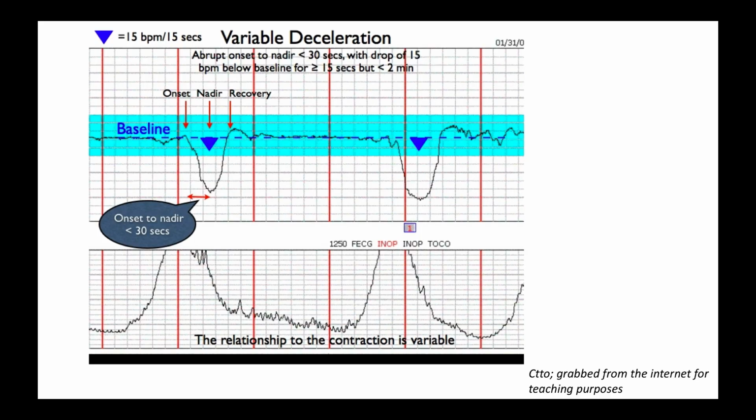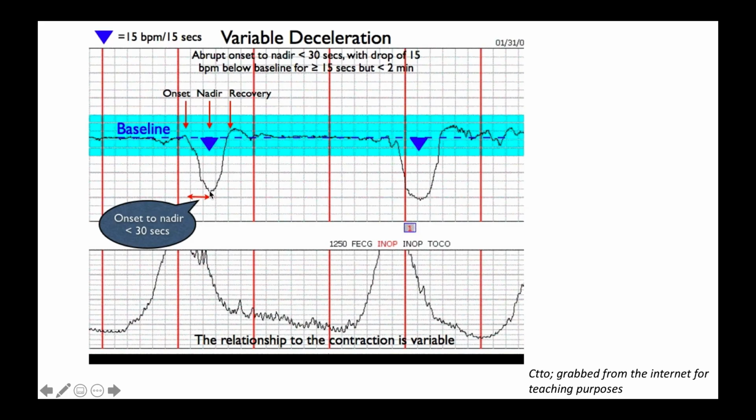And this is a variable deceleration. As you can see in this picture, there's no specific timing or pattern for the occurrence of the deceleration. And at the same time, there is an abrupt onset of the variable deceleration. So as you can see here, from the onset of the deceleration up to the nadir, or the lowest point of the deceleration, the elapsed time is about 30 seconds or less.